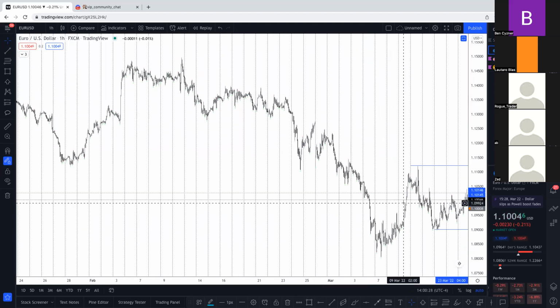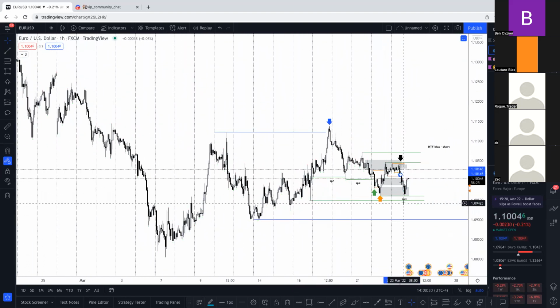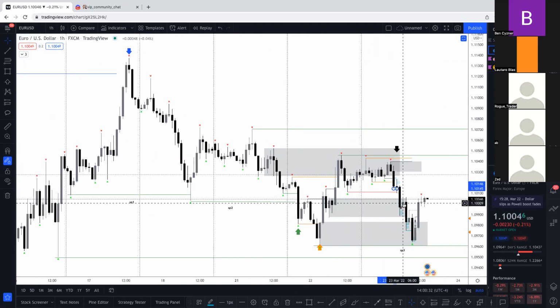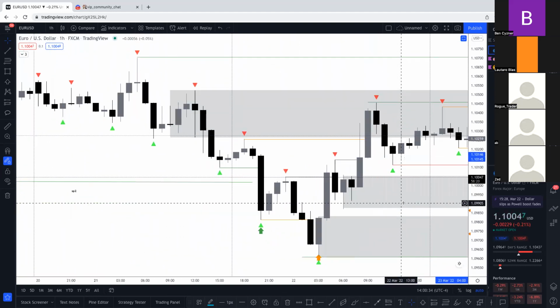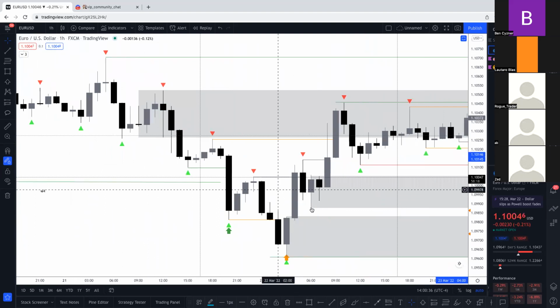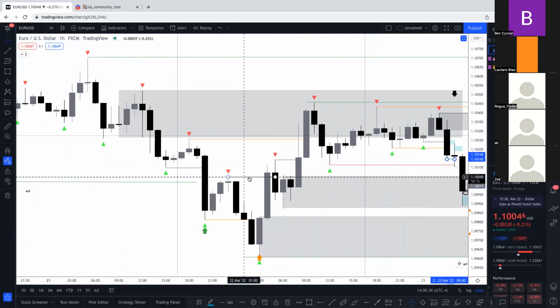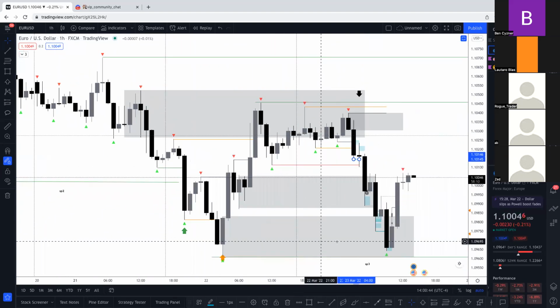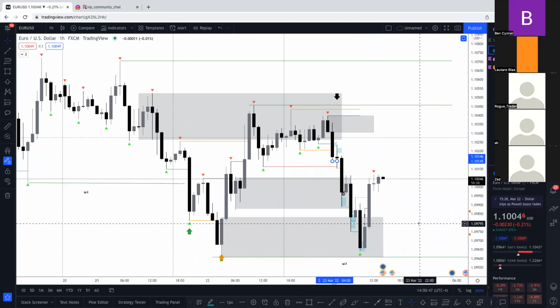I didn't want to take that buy there because I thought it was going to be an inducement to the previous day low. Then it was going to be a great move. Just stick to the rules, right? Here's intraday structure that got induced. It created this OB with imbalance.